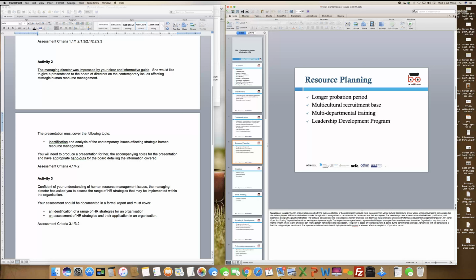The other issues are multi-departmental training and leadership development programs. Now here, when I say multi-departmental training, what I mean is that there are some people within the organization who feel that every time there's a training opportunity which comes up, only a few people are recommended to do the training and others are always left out.